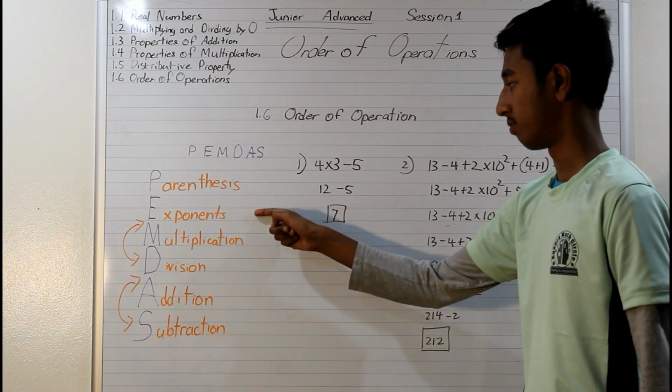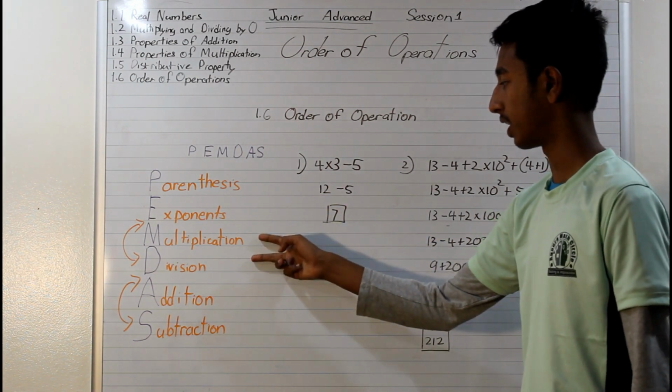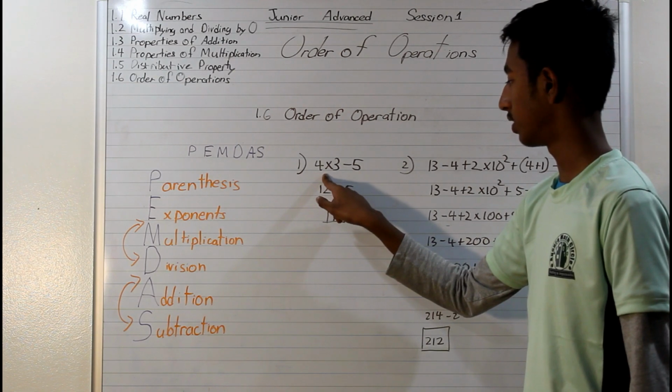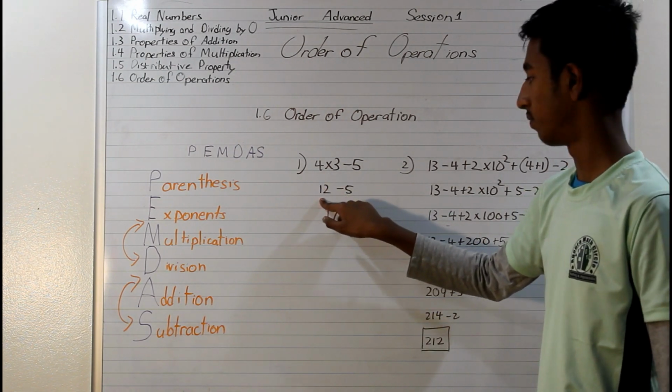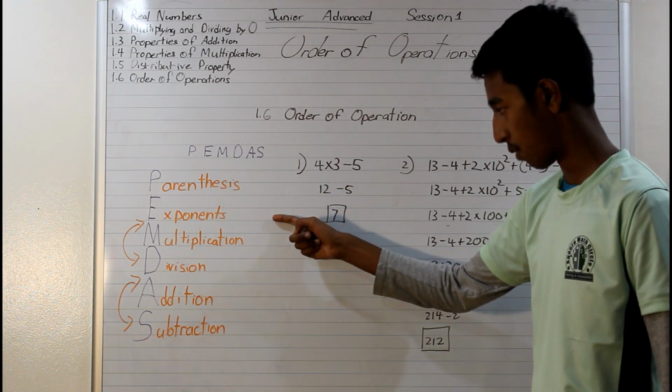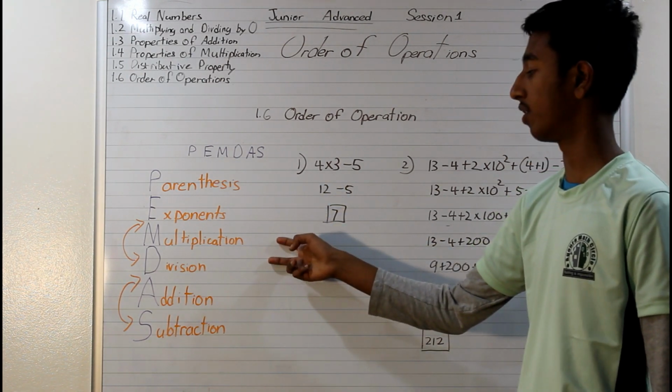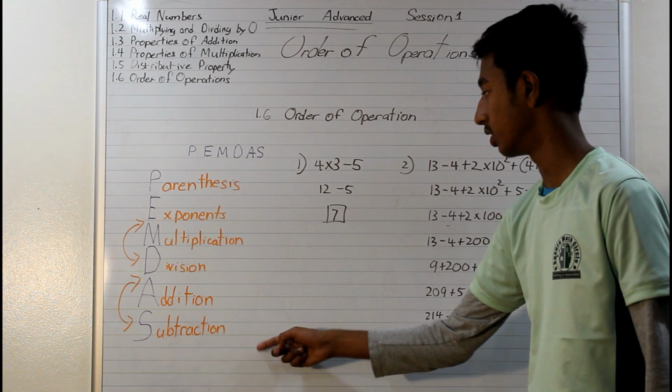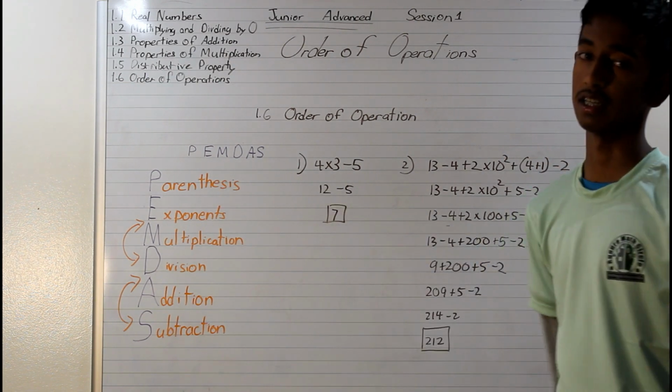Parentheses, no parentheses. Exponents, no exponents. Multiplication or division? Well, there is a multiplication, so it becomes 12. Next, we go through the order again. No parentheses, no exponents, no multiplication or division, but there is subtraction, so you do just that, and you get 7.